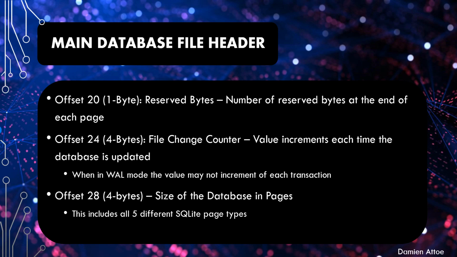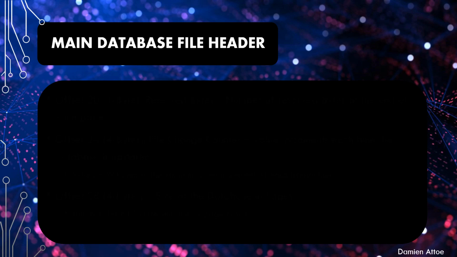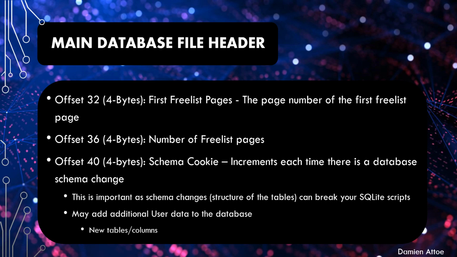Offset 28 is a 4-byte integer that denotes the size of the database in pages. This includes all the 5 different SQLite page types. At offset 32 for 4 bytes is an integer value denoting the page number of the first freelist page in the database. Freelist pages are pages that are not currently in use but may contain deleted records from previous uses of the page. Offset 36 for 4 bytes is the number of freelist pages in the database, which may contain residual data from previous uses.